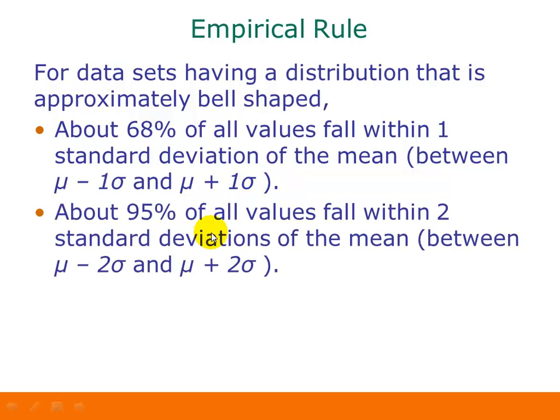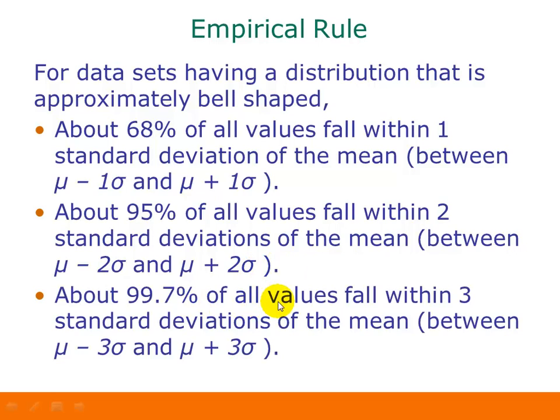About 95% of all the data values fall within two standard deviations of the mean. So between the mean minus 2 times the standard deviation and the mean plus 2 times the standard deviation. About 99.7% of all the data values fall within 3 standard deviations of the mean.